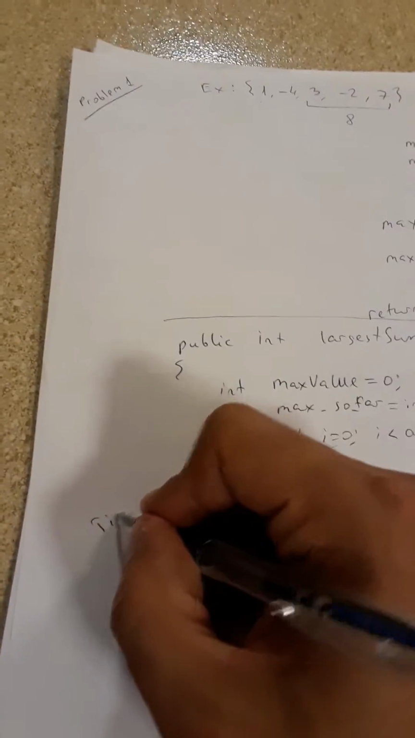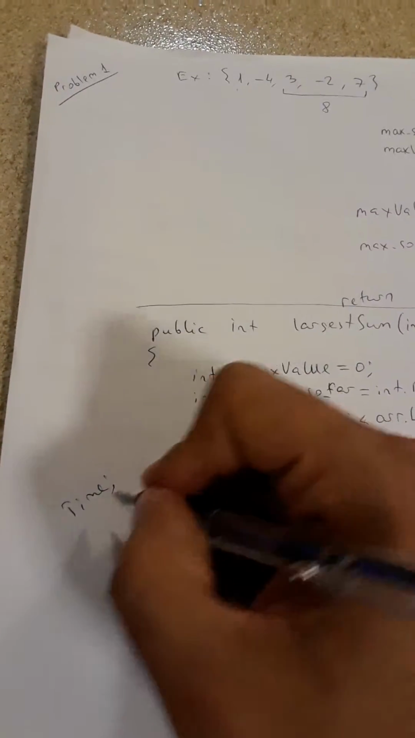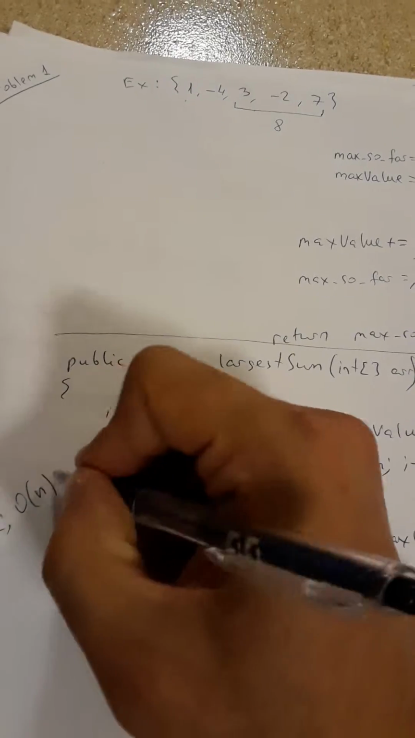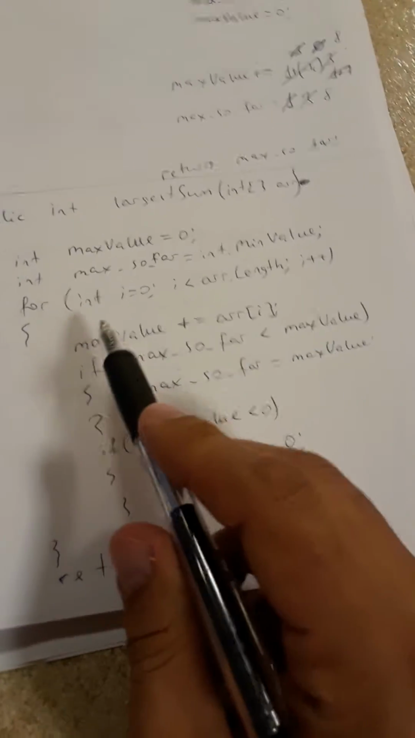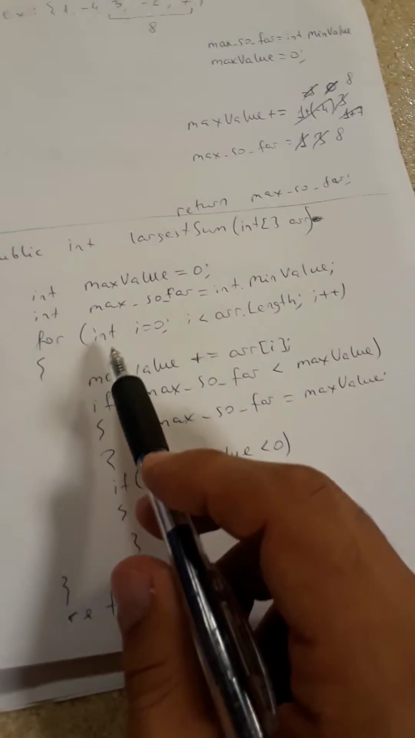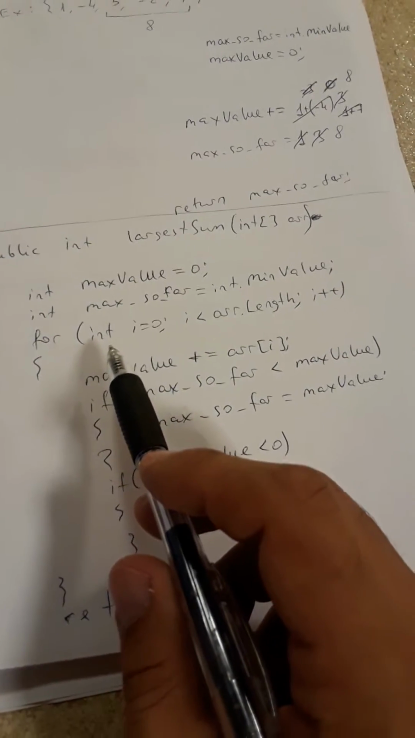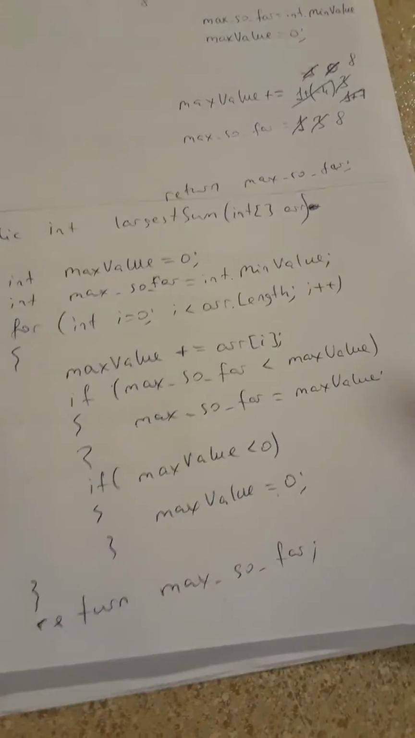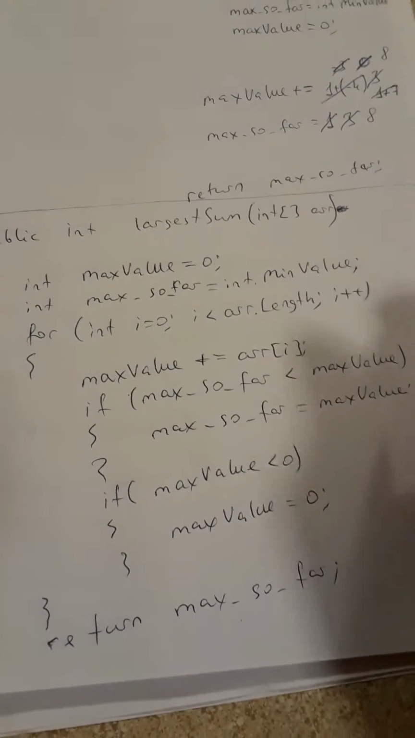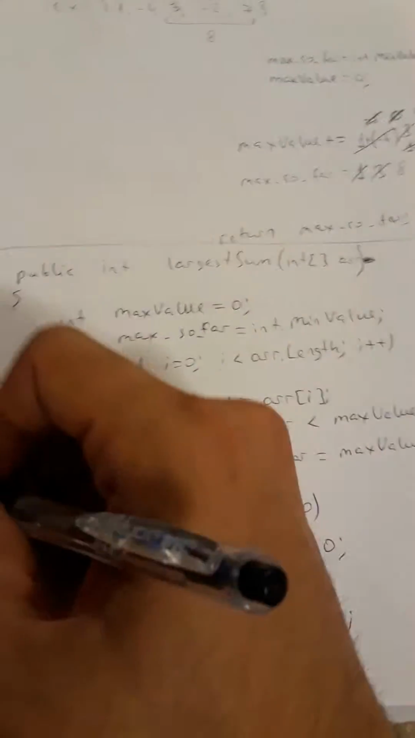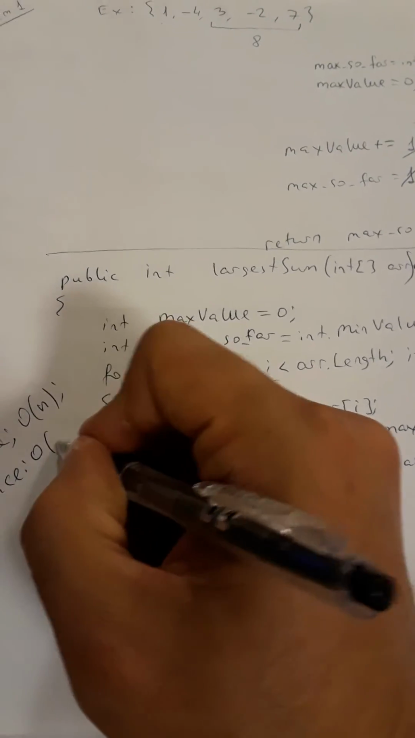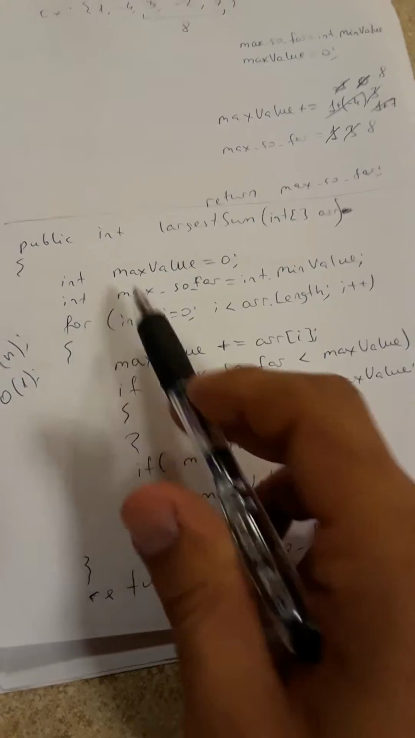After that I will just return the max so far value. The time complexity of this algorithm will be O(n), because we're just going through the array once, so the number of operations will be the number of elements in the array, and the space complexity will be constant because we're just defining two integers.